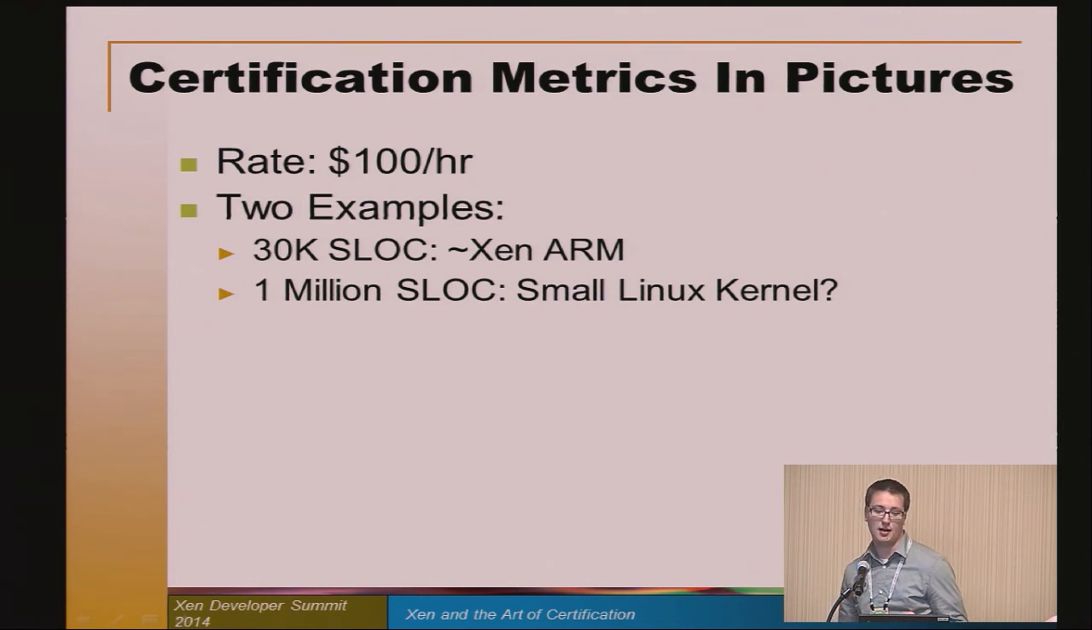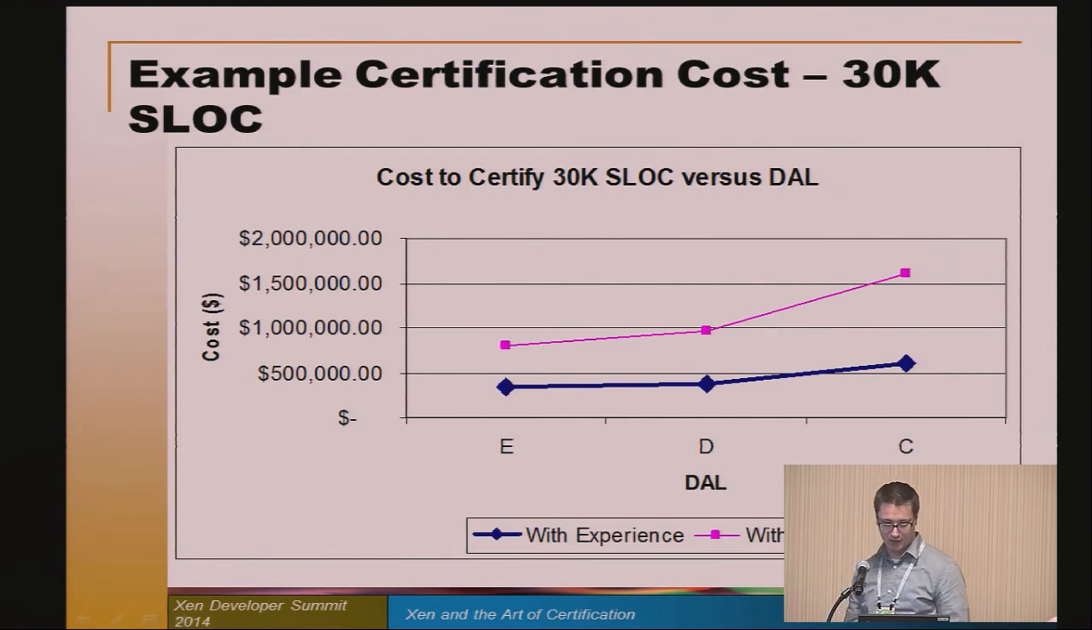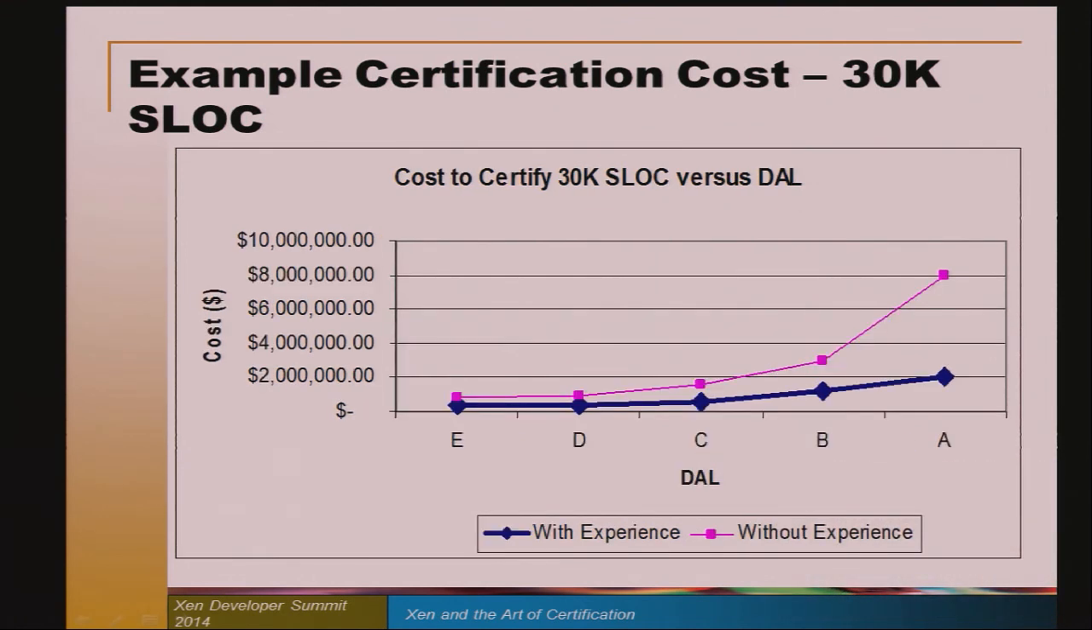So to see how this affects cost, we made some assumptions. We used a rate of about $100 per hour and looked at 2 different code base sizes. We looked at 30K SLOC, which is approximately the size of Xen on ARM, and then 1 million SLOC, which you could maybe get a small kernel out of. So when you start looking at the figures, you see that up to level C at 30K, it's still reasonable. You're below 1 million or in the low millions. Then when you start getting up to level A, you start getting almost up into the tens of millions.